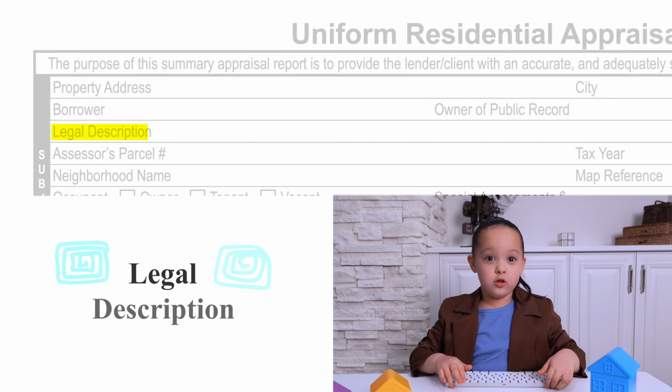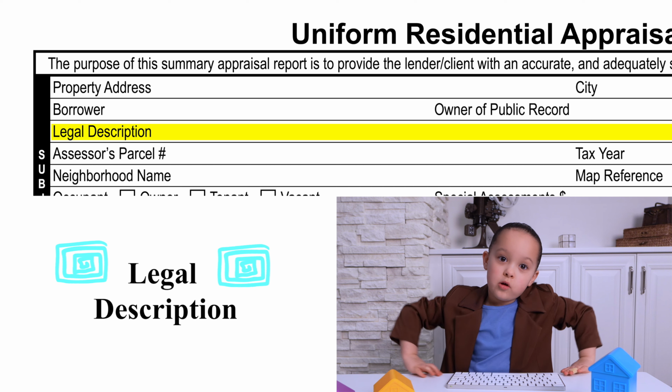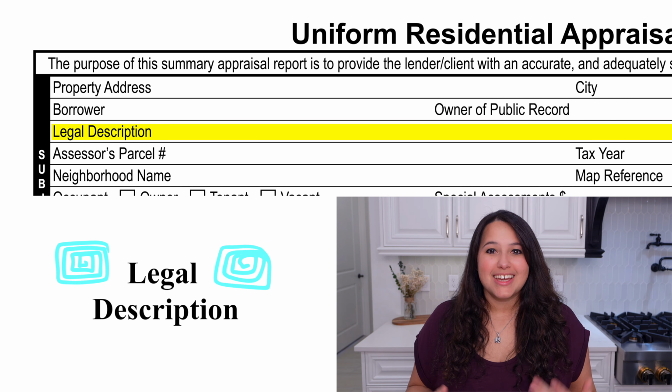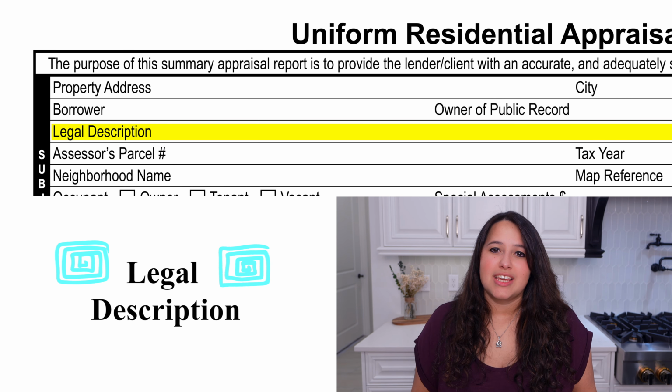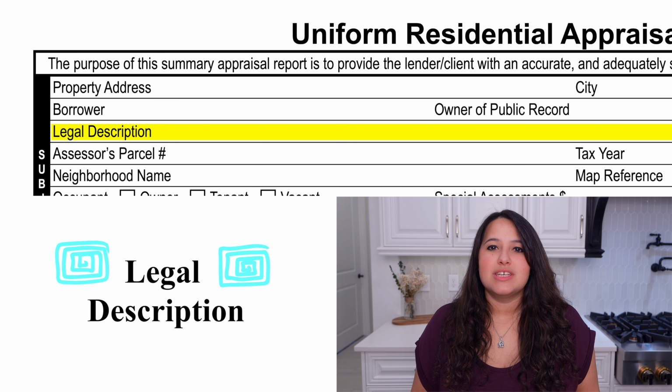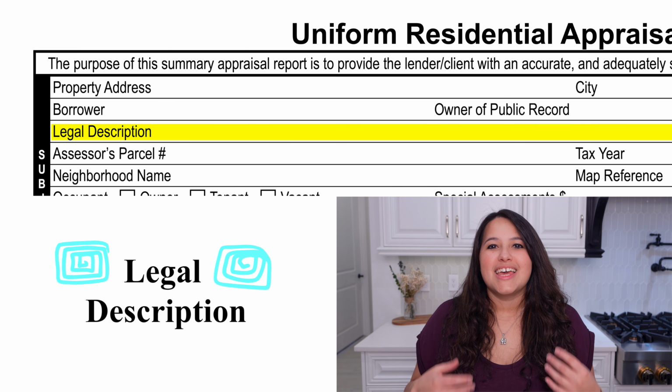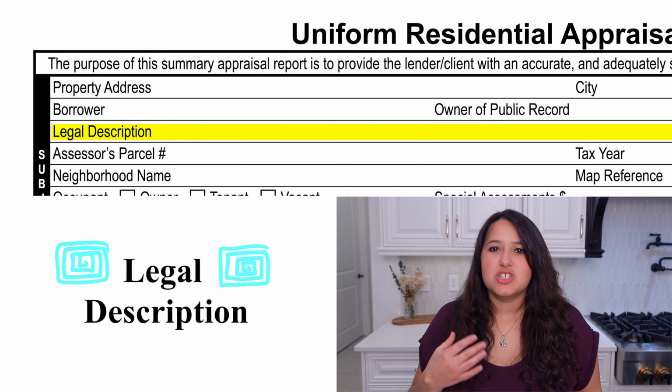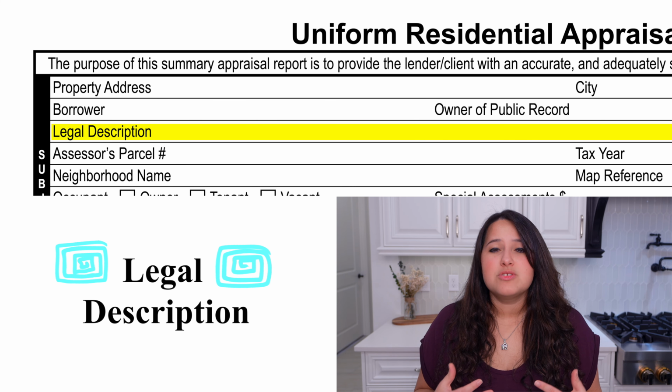Oh, I got a fancy one. Legal description. Sounds official, huh? It is. The legal description is a detailed way of identifying the property using its exact location. It's more precise than just the address, and it comes from legal documents like the deed. Wow! I'm just gonna call it the house's fancy name.